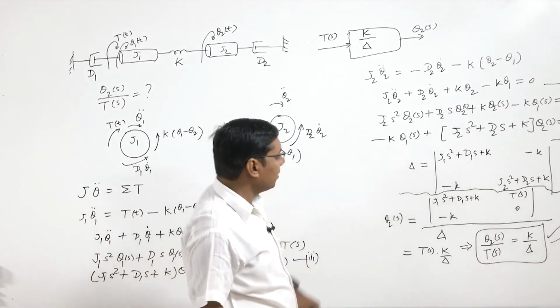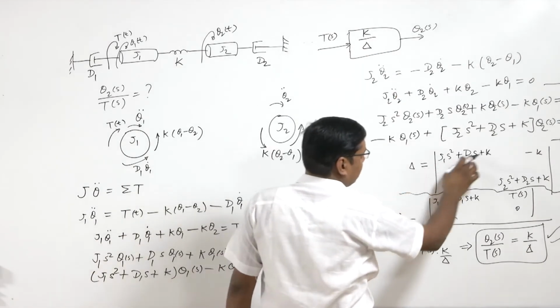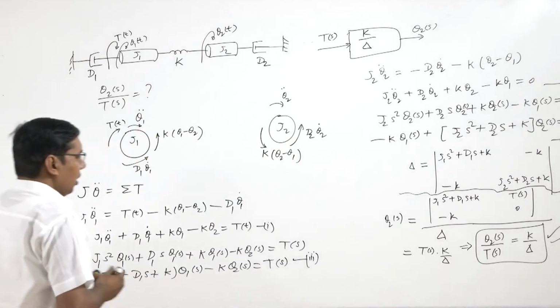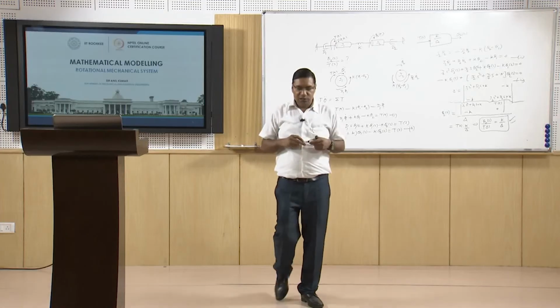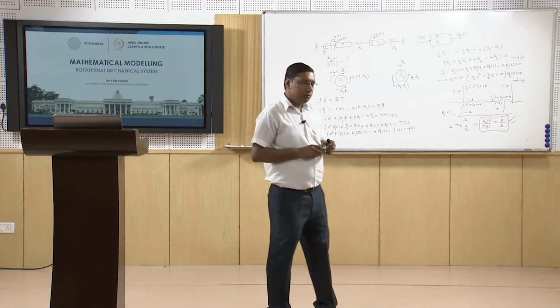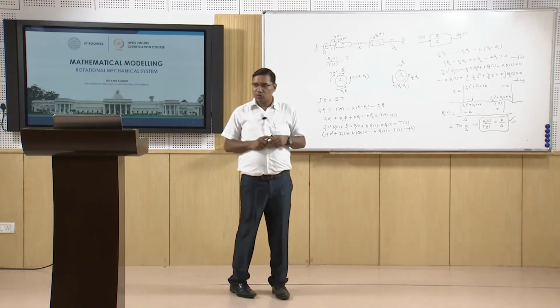Now you see that this transfer function contains the parameters of the system J1, D1, K, J2, D2, and so this transfer function shows the characteristics of the system. So this is how we can find the transfer function of rotational systems.